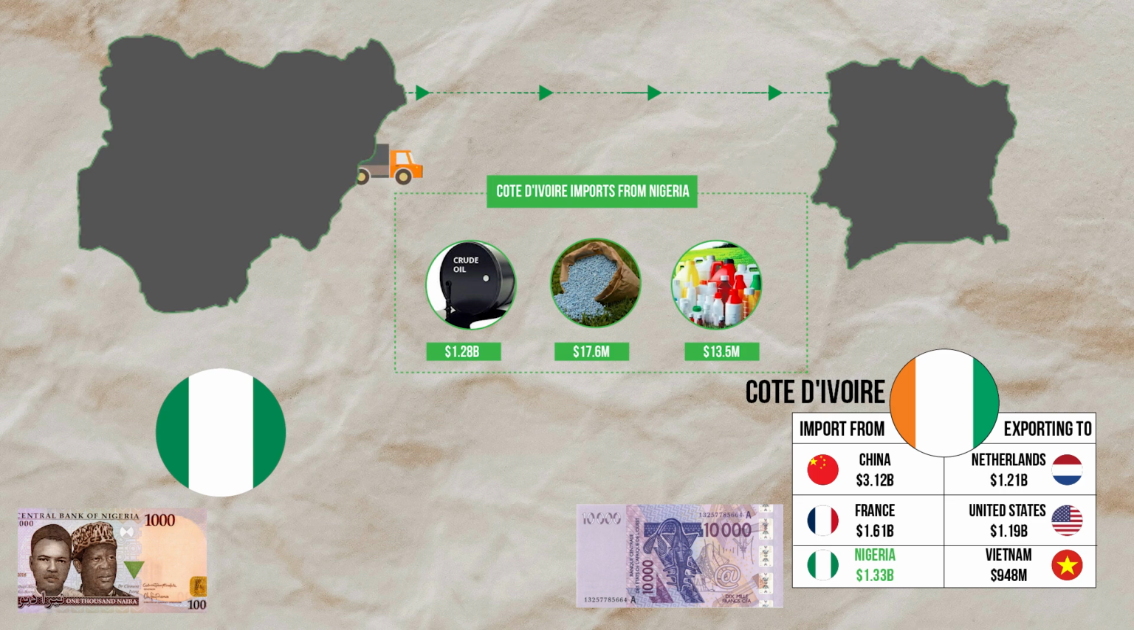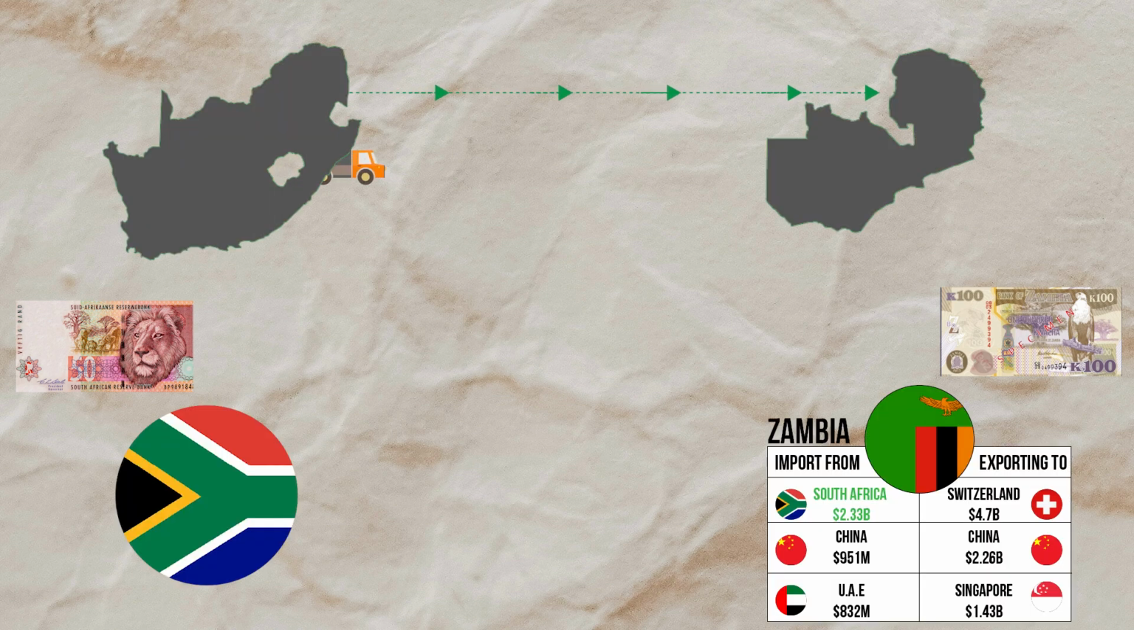Next, we have Zambia and South Africa. They have two different currencies, the Zambian kwacha and the South African rand. Zambia and South Africa have a good economic and political relationship. South Africa is one of Zambia's largest trading partners, and the two countries have a bilateral trade agreement that promotes trade and investment. In addition, many South African companies have invested in Zambia, particularly in the mining sector.